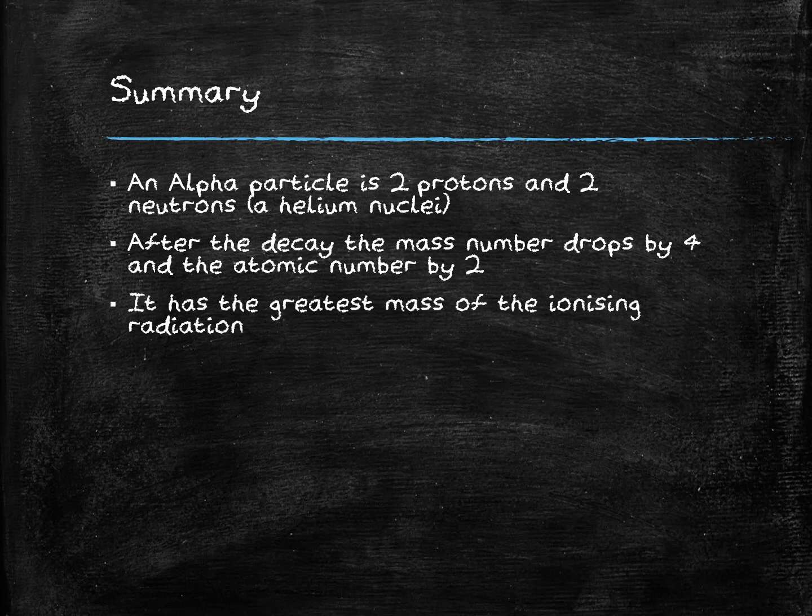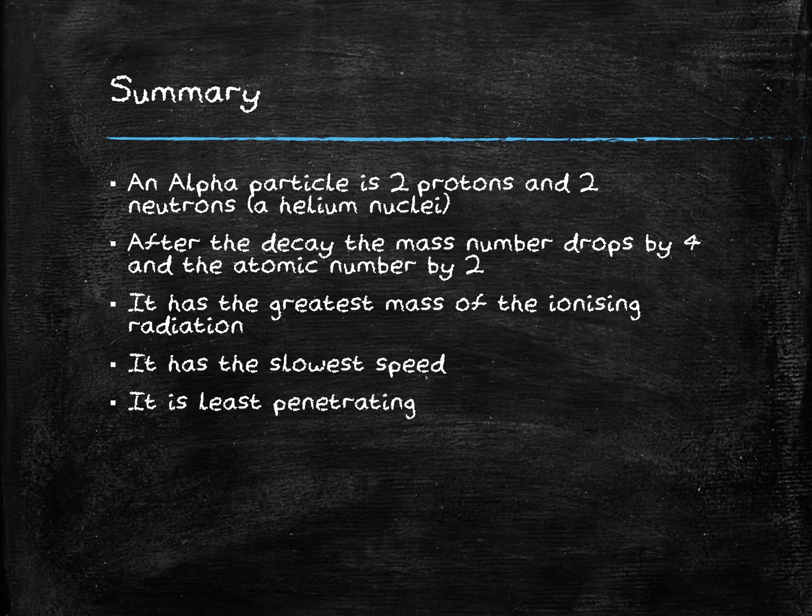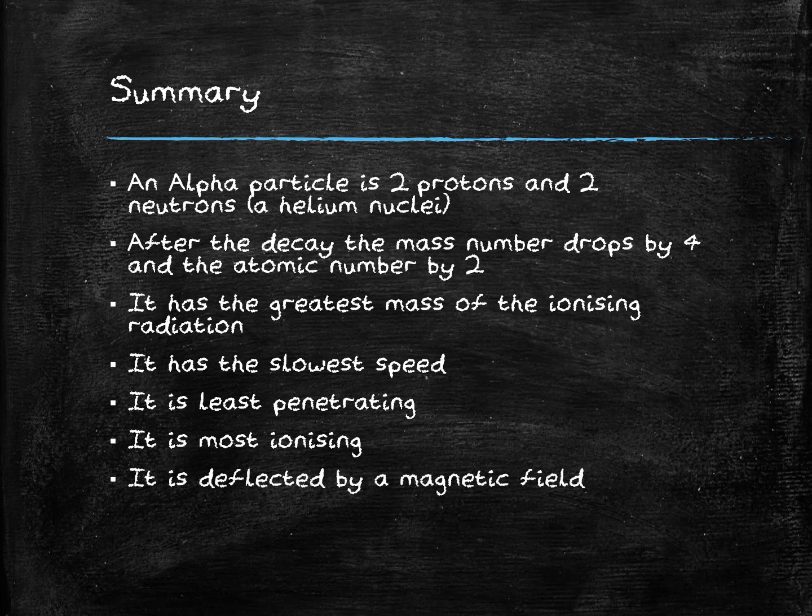It has the greatest mass of all the ionizing radiations. It's got the slowest speed. It's the least penetrating, stopped by either paper or a few centimeters of air. It's the most ionizing. This combination of its charge and its size means it's most likely to interact with other atoms and remove electrons. It's deflected by a magnetic field, but its mass means that it's not deflected very quickly by that field.